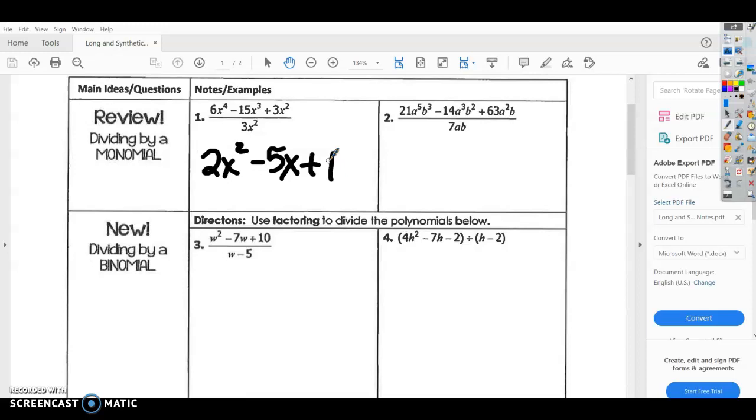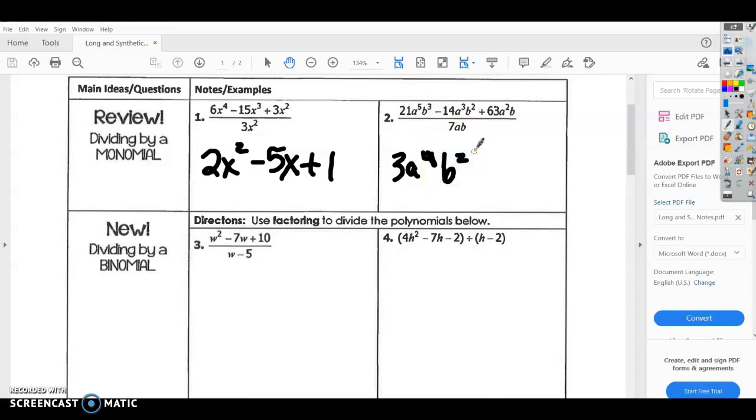All right, number 2, 7ab divided by 21, a to the fifth, b third, is 21 divided by 7 is 3. And then 5 minus 1 is a to the fourth. If I can get my pen to write. And then b to the third minus b to the first is b squared.